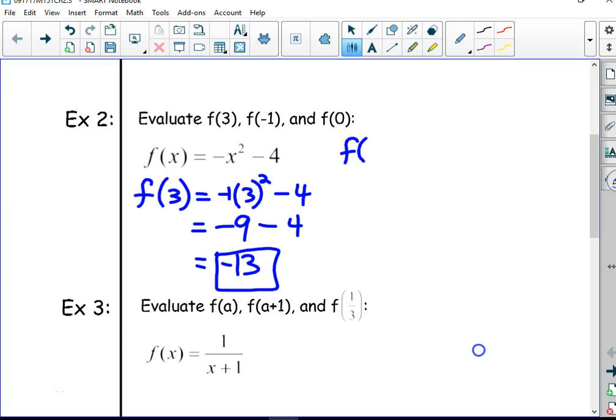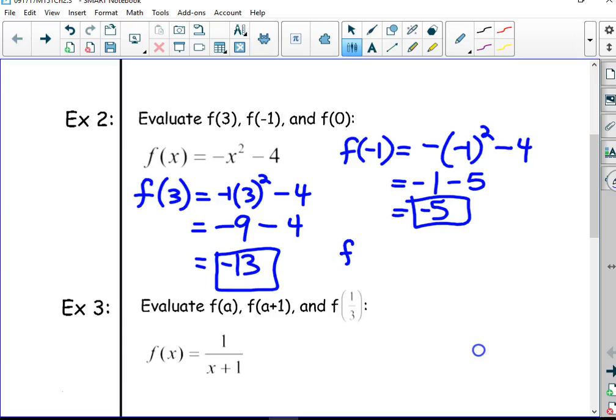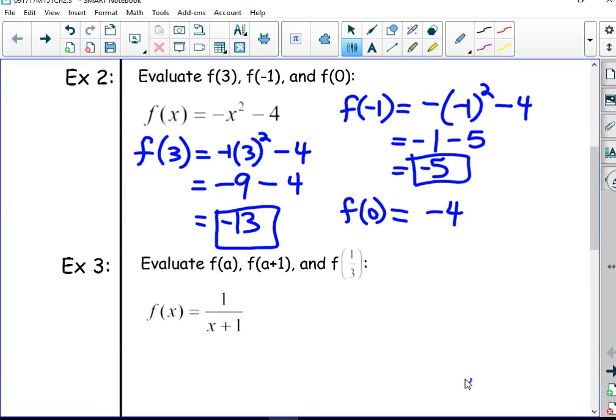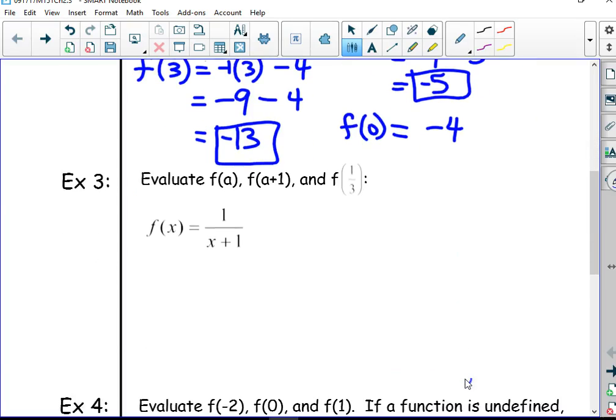Same manner with f of -1. This is where I really need to be careful with the signs. So -1 squared gives me a +1. Then the negative multiplier in front turns it negative again. And f of 0 is extremely easy. It's just -4. So in a quadratic in standard form, if you're looking at 0, it's really just the constant, which is your answer. Okay, on to the next problem.